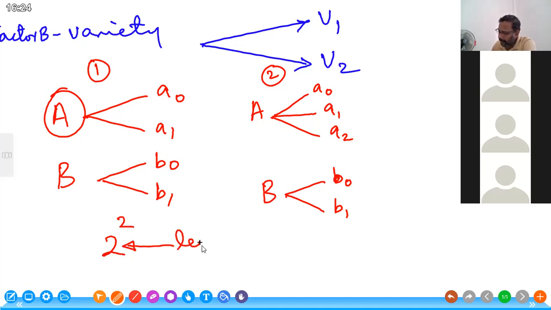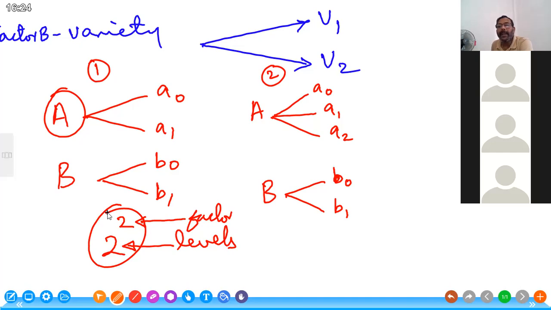This is indicating the levels. This is indicating the factor. We can write it this way only if the levels are equal. What about the second case? Are the levels equal for each factor? No, 3 and 2. A has 3 levels. B has 2 levels.